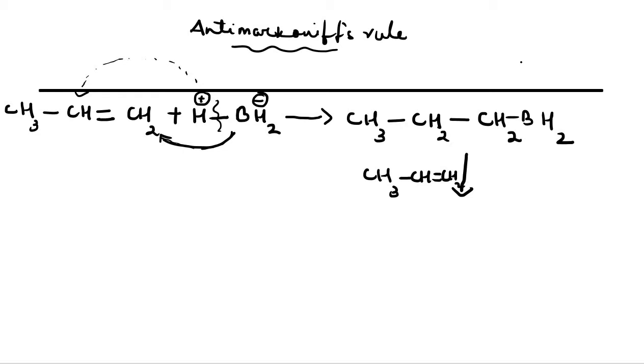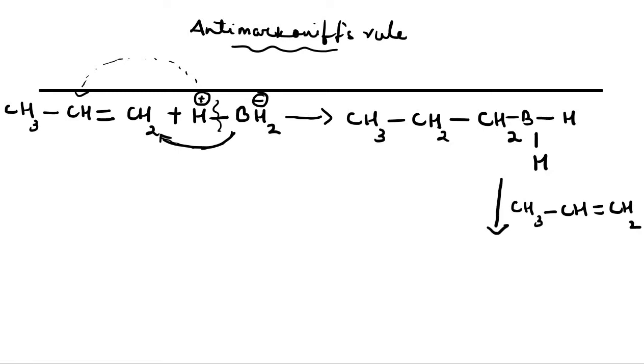For our convenience and better understanding, we can write this BH2 like this. Now again we are adding one molecule of propene. Here this one goes as H plus ion and this part will be our BH minus ion. So again it follows the anti-Markovnikov rule.